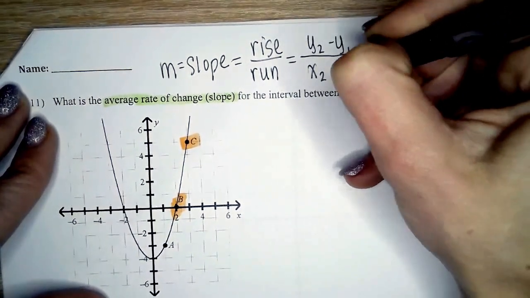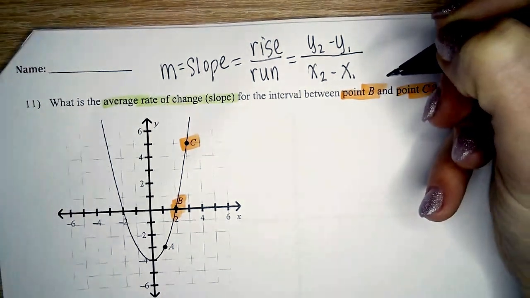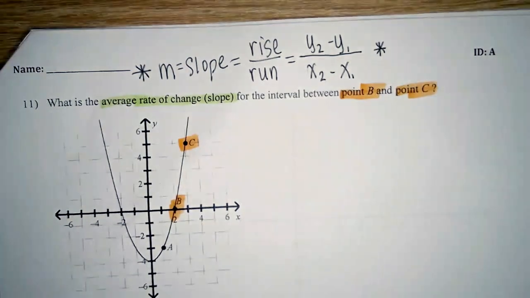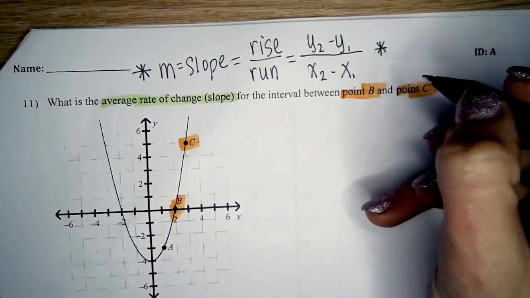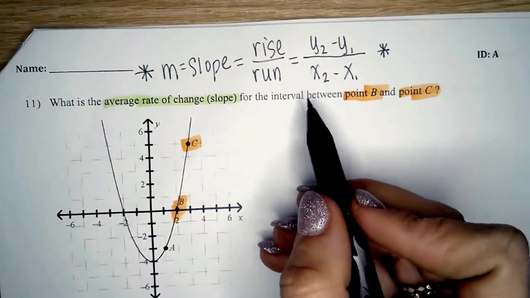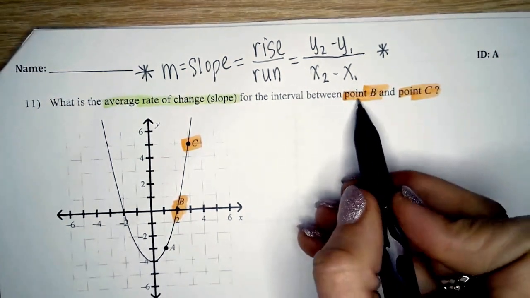All right, guys, you need to know this, okay? Without a doubt, this should not be even a hesitation. You've been doing slope for many years, okay? Without hesitation, you need to know all formulas that are being used on this, okay? So there's my slope formula, and I'm trying to go from point B to point C.